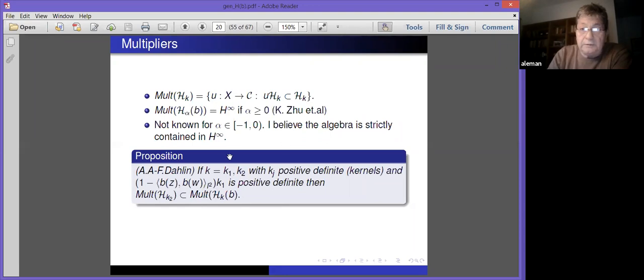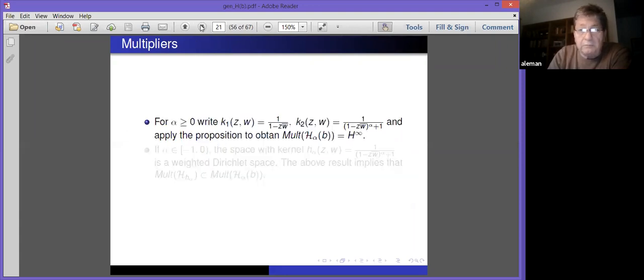And this is basically everything. This observation proves that. And this is actually very simple, it is just the Schur product theorem. I won't give the proof here, but as I said, if you have alpha greater or equal to 0, K1 is the Cauchy kernel, K2 is a Bergman kernel, and then you apply the proposition because the multipliers for H(K2) is all of H infinity.